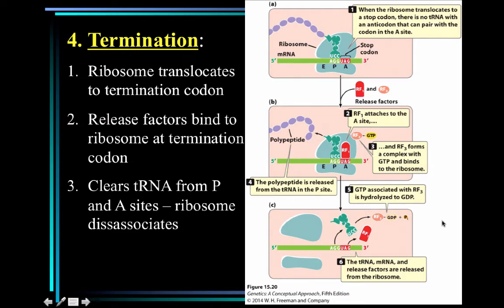And once the polypeptide chain has been released from the transfer RNA in the P site, the guanine triphosphate that was associated with the release factor 3 is going to be hydrolyzed to GDP, or guanine diphosphate, and the transfer RNA, mRNA strand, and release factors are going to be all released from the ribosome. So termination happens really, really quickly. Just keep in mind that there's actually going to be release factors instead of actual transfer RNAs that are going to occupy the stop site.